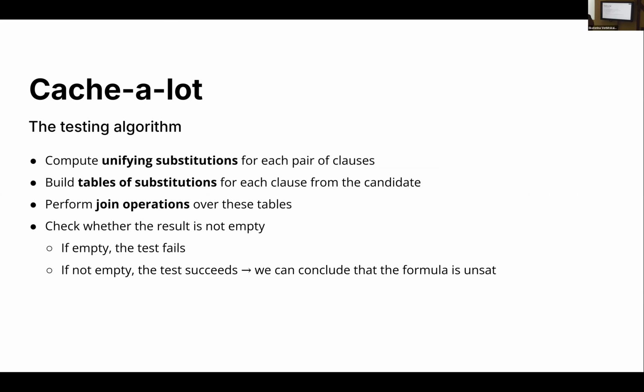Yeah, and what does the algorithm look like now? The first step is computing the unifying substitutions for each pair of clauses. And then we can build tables from these substitutions. After that, we can perform join operations over these tables and check whether the result is empty. If empty, the test fails. That means there is no substitution that can transform our candidate to a form where it is subsumed by the formula. And if it's not empty, there is a substitution that transforms the candidate, and we can conclude that the formula is unsat because it is subsumed by an unsatisfiable core.